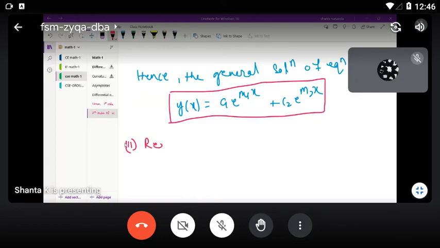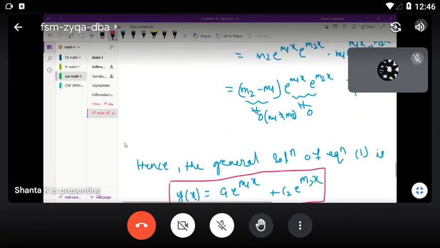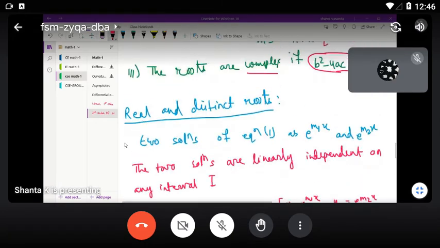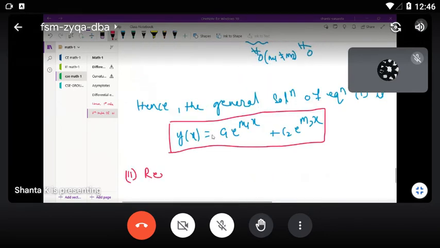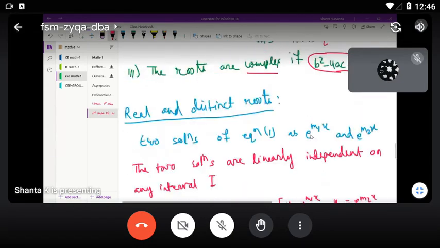Ma'am, in the process of derivation, please explain once again from W of x and y. If both the solutions are linearly independent, you can get the general solution as the sum of both the solutions. Why are we adding them? Because they are linearly independent. For this one, we are getting two roots.